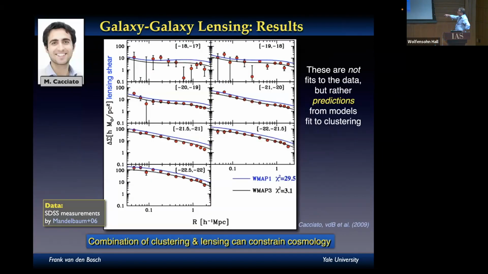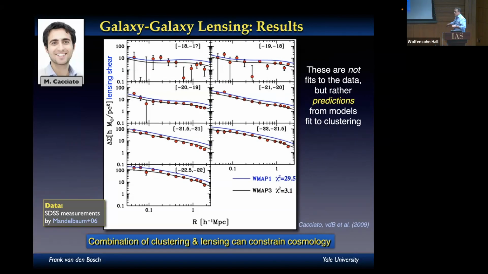So this is the excess surface density, or lensing shear, as a function of projected separation from the foreground galaxy. These are faint galaxies, and you go to brighter galaxies. This is data from Rachel Mandelbaum back in 2006. The red dots are the data. First thing to notice, if you go to brighter galaxies, the lensing shear gets stronger. Once more telling you brighter galaxies have even more massive halos.